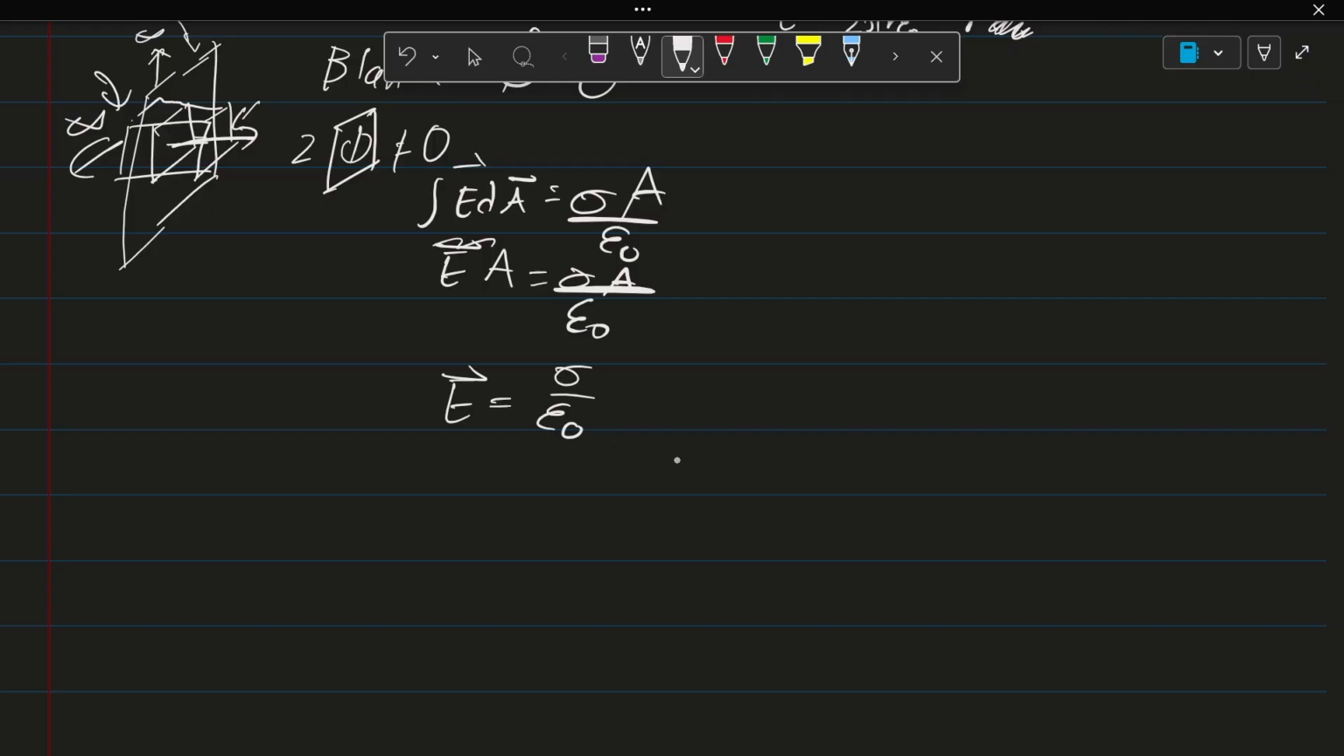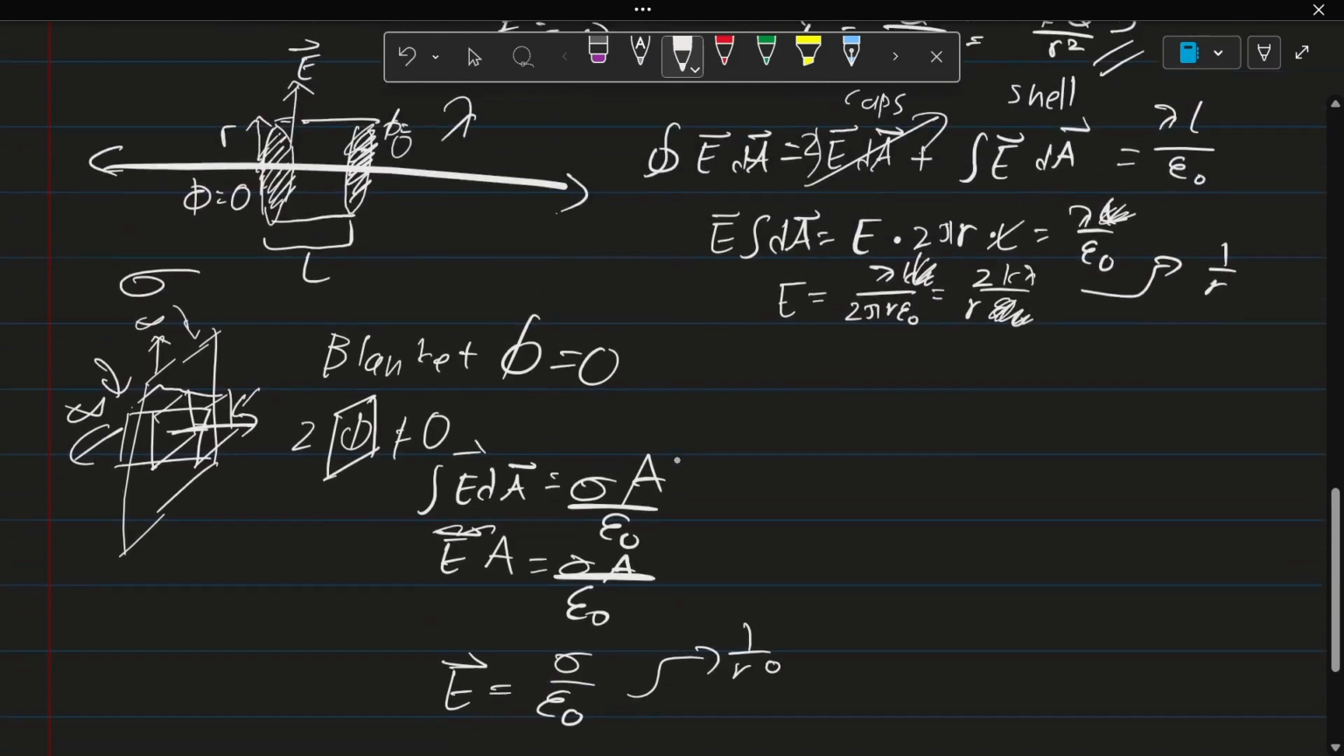So you could see something else here. This guy has the dependence of 1 over r to the power 0. And pretty much this is the only thing that you need to know from the symmetry. If you actually observe the fields of arbitrary charge distributions, you would see that if you have a plane charge, something like this, it would have a dependence of 1 over r to the power 0.